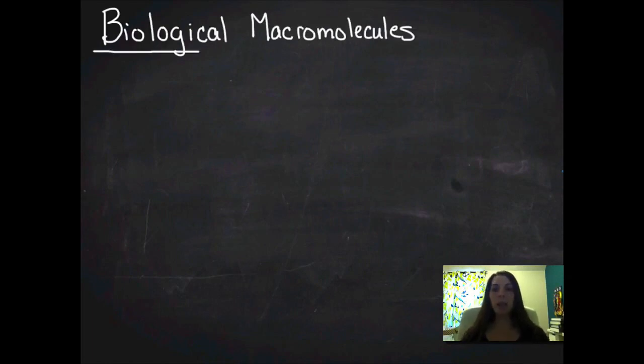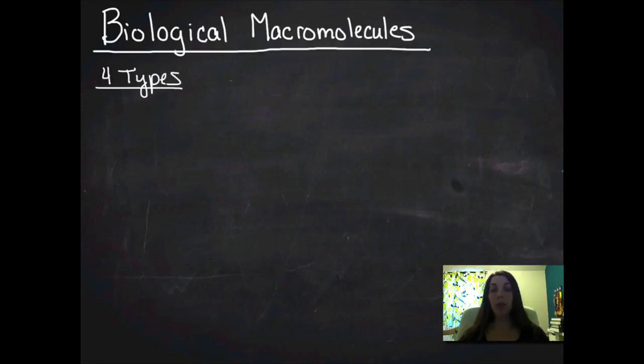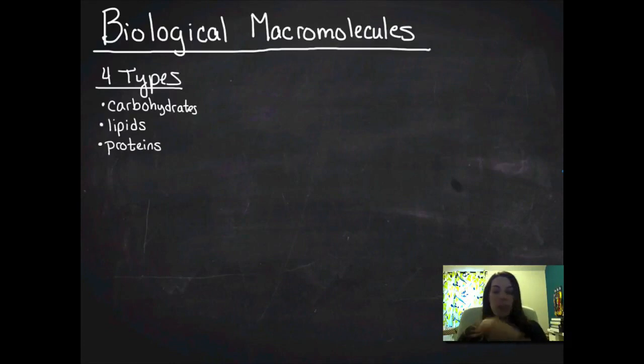Hi, this is Ms. Delosier, and these are your notes on macromolecules. So the first thing we need to talk about is what a biological macromolecule is, and there are 4 types. So they are carbohydrates, lipids or fats, proteins, and nucleic acids. And so we're going to talk a little bit about the basic concept of macromolecules and how they're used in biology, and then we're going to break those 4 types into separate videos.